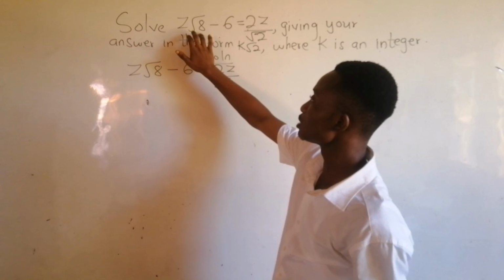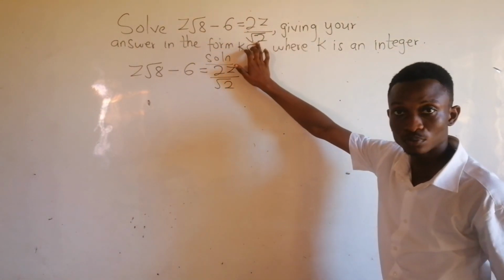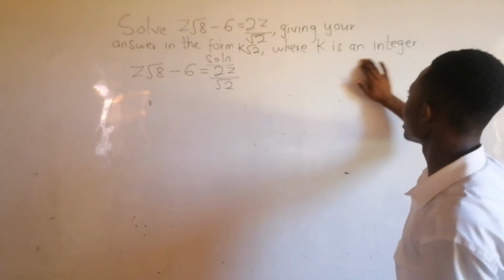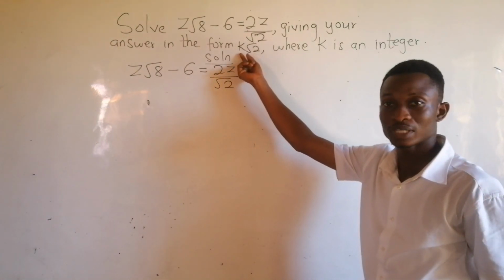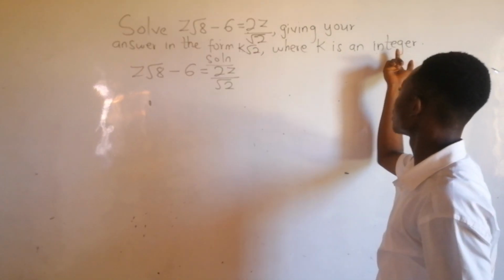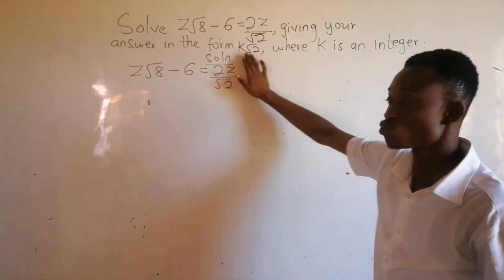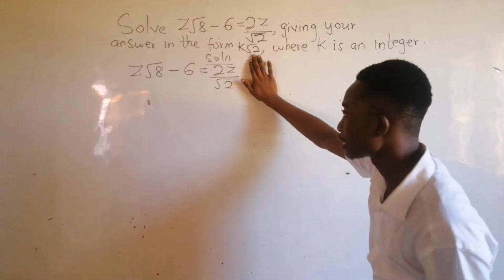Now, solve z root 8 minus 6 equals 2z over root 2, giving your answer in the form k root 2, where k is an integer. So after solving, the answer should be of this form: k means a positive or a negative integer, times root 2. So your answer should look something like this.